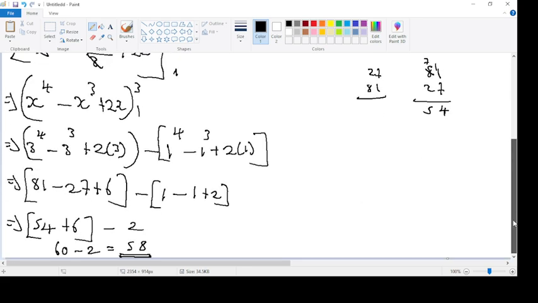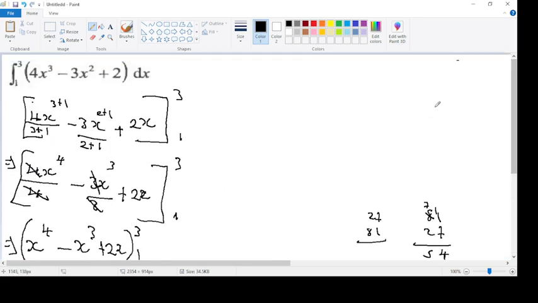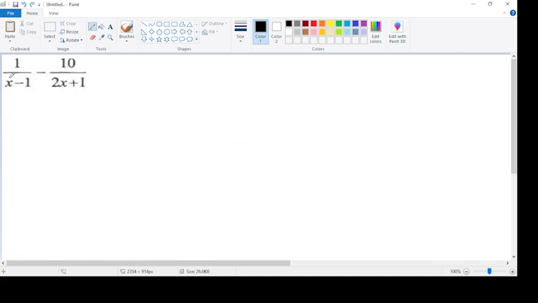So this is how you solve the question with the integral. Then we go to the next question. Let's try the next question, because there were two questions. One was for integration, and the other one was for simplification. Okay, we have this question here.